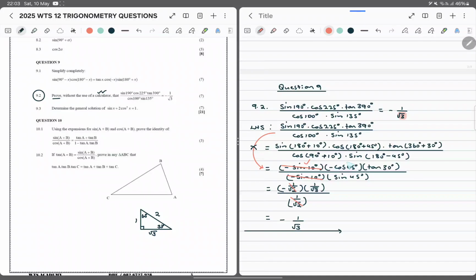Of course, this reduction, that reduction, that reduction, this reduction, and that reduction. So you can see here we've got 1, 2, 3, 1, 2, 3, 4, 5 marks. Using special angles, 6 marks.